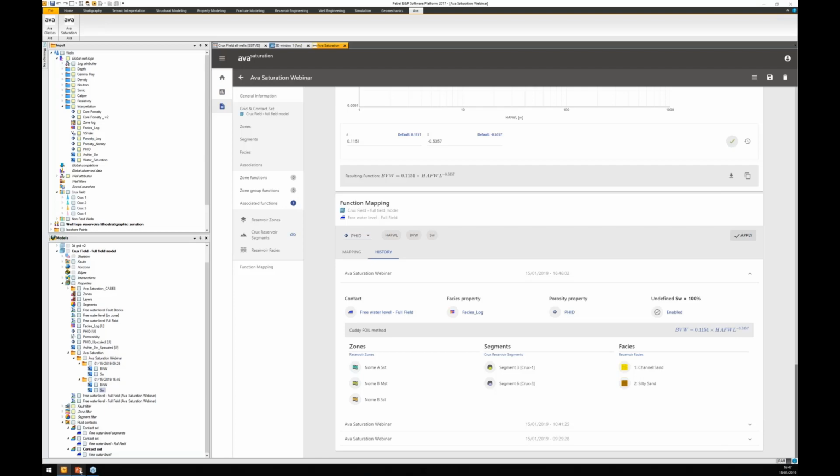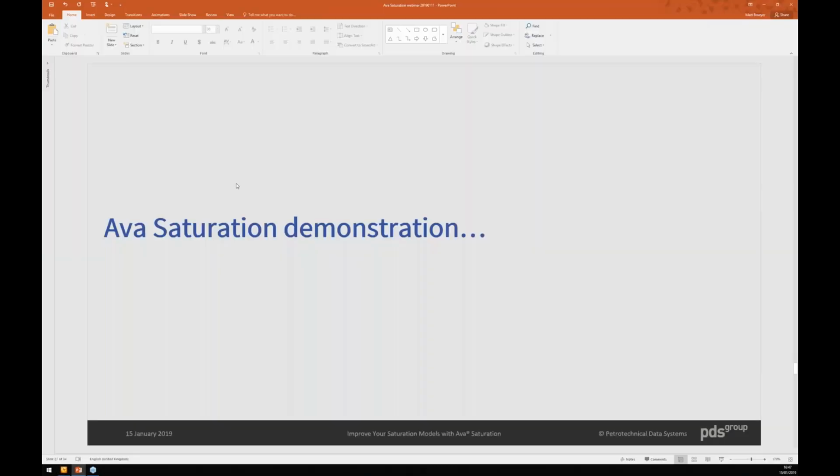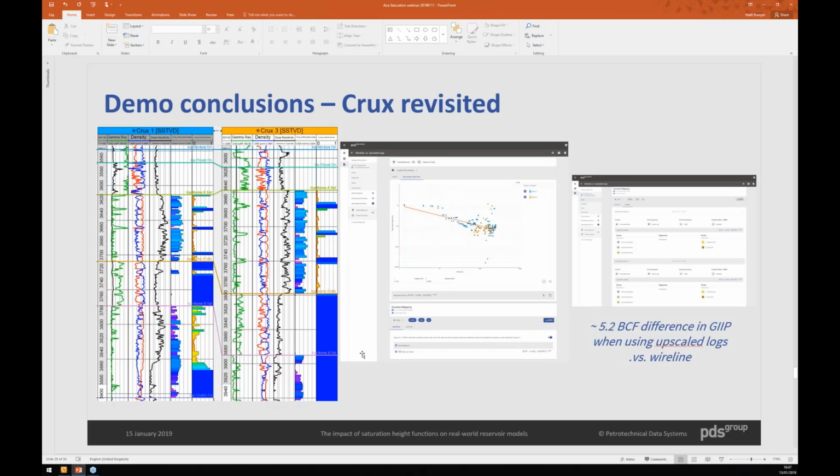So just to quickly draw some conclusions from that demonstration, I'll jump back into PowerPoint again. What I did there was create a 3D saturation property using the log interpretation. I'd previously created a property using the upscale well logs, which we can see on the left-hand side of the plot here, for the Crux 1 and Crux 3 wells. And when you run the volume calculation, looking back at the sector model that I had, there's about a 5 BCF difference between those two scales.